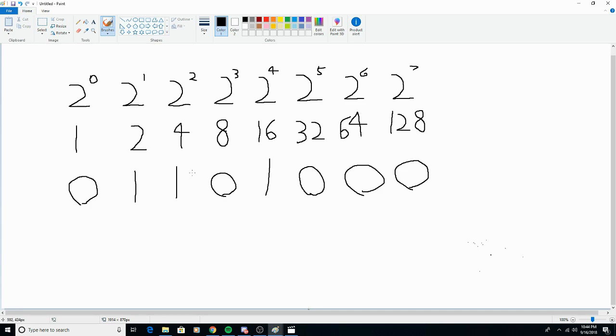The decimal answer is 22 for this binary number because 2 plus 4 plus 16 adds up together to be 22. So therefore 22 is the decimal value for this binary number.